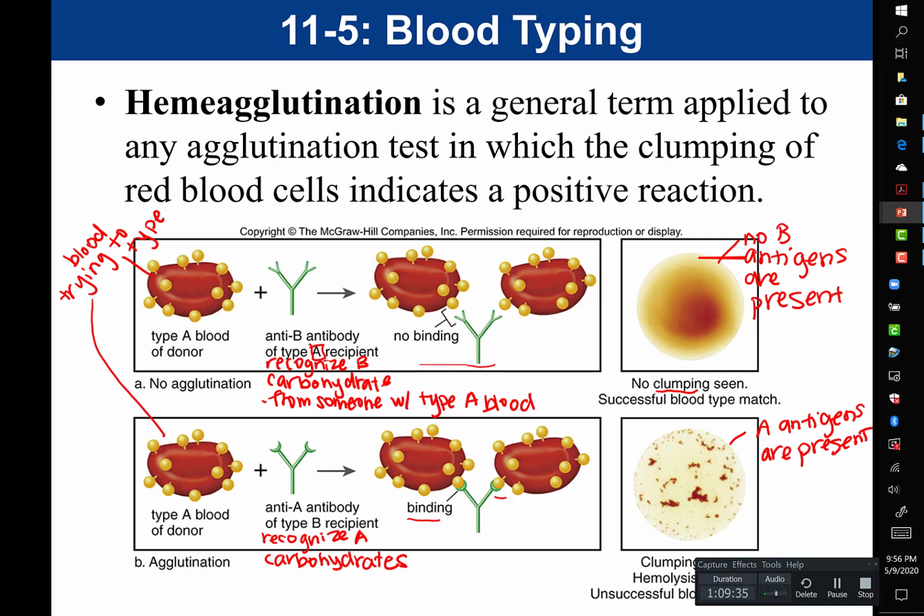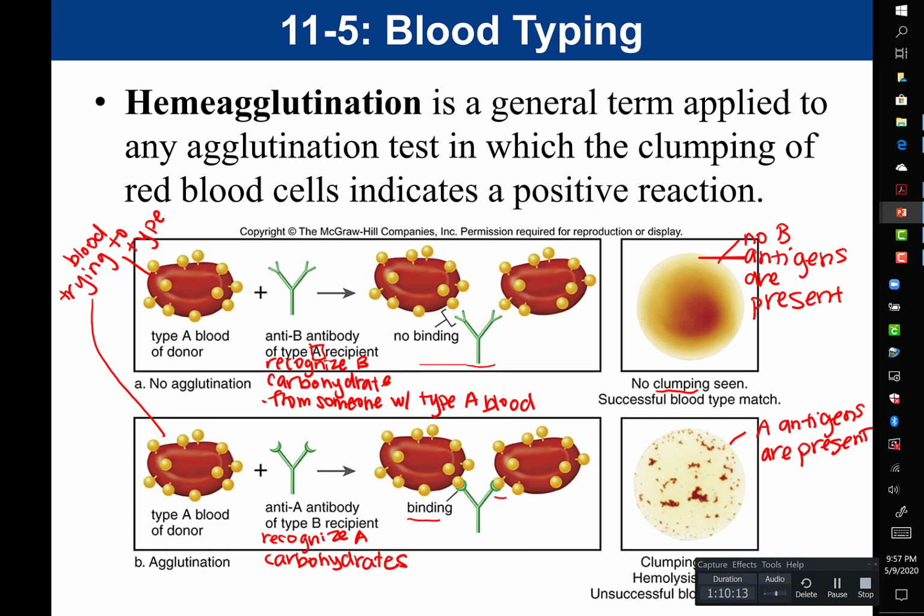So this person has A antigens, but not B. What that tells us is that the person is type A blood. They have the A carbohydrate, but they don't have the B carbohydrate. This is how we would determine somebody's blood type. We take their blood, mix it with anti-B antibodies, mix it with anti-A antibodies, and determine which carbohydrates are on the blood. If that carbohydrate is on the blood, that tells you that it is part of their blood type.